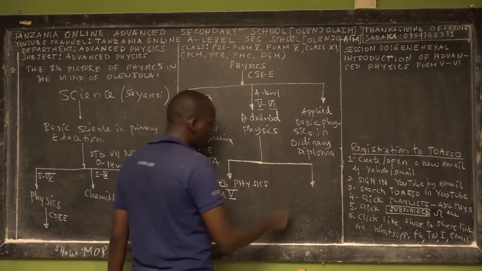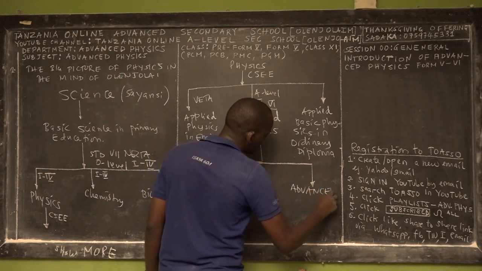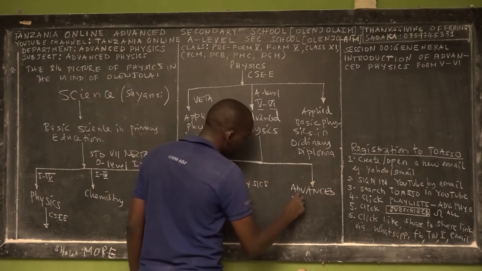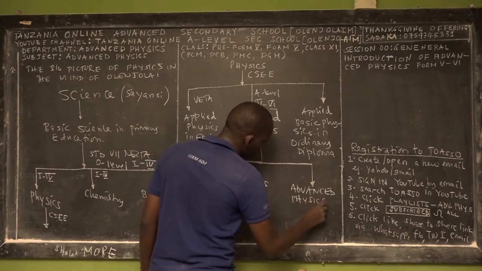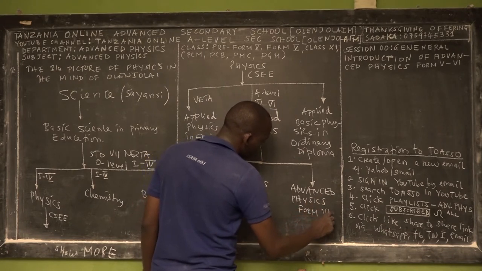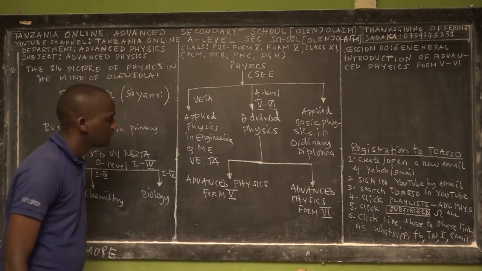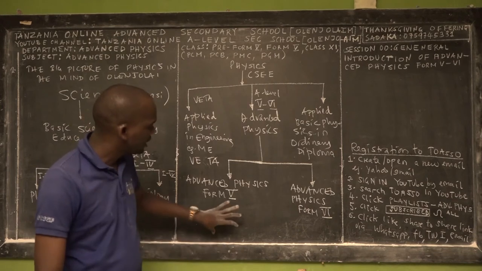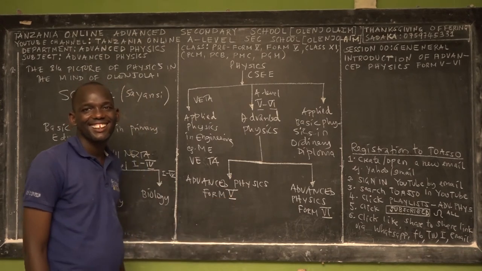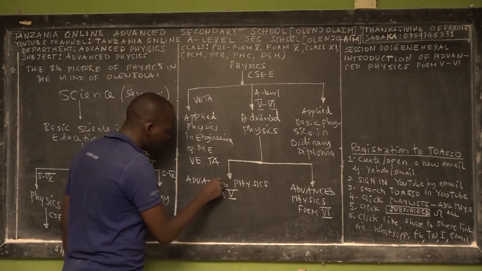Then the second subject is called advanced physics form 6. Advanced physics form 6, this I'll teach you later. So right now, here we are. This is the big picture that we have in our mind.